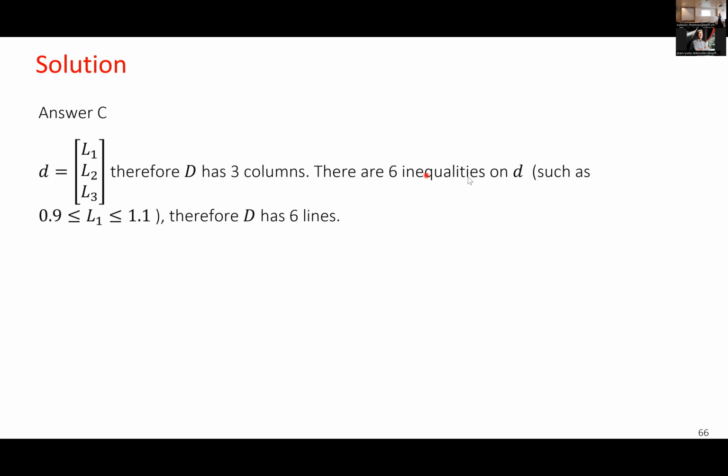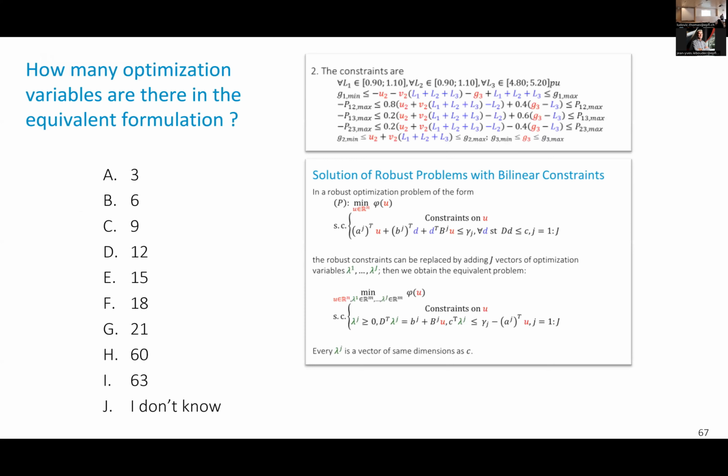Now, how many inequalities are there? Well, you have things like this. Those are 2 inequalities. So there are 6 lines here. Depending on which order you take the inequalities, you'll have different values of the matrix D, but you will always have that number of inequalities. And at the end, how many optimization variables do we have in the transformed problem?